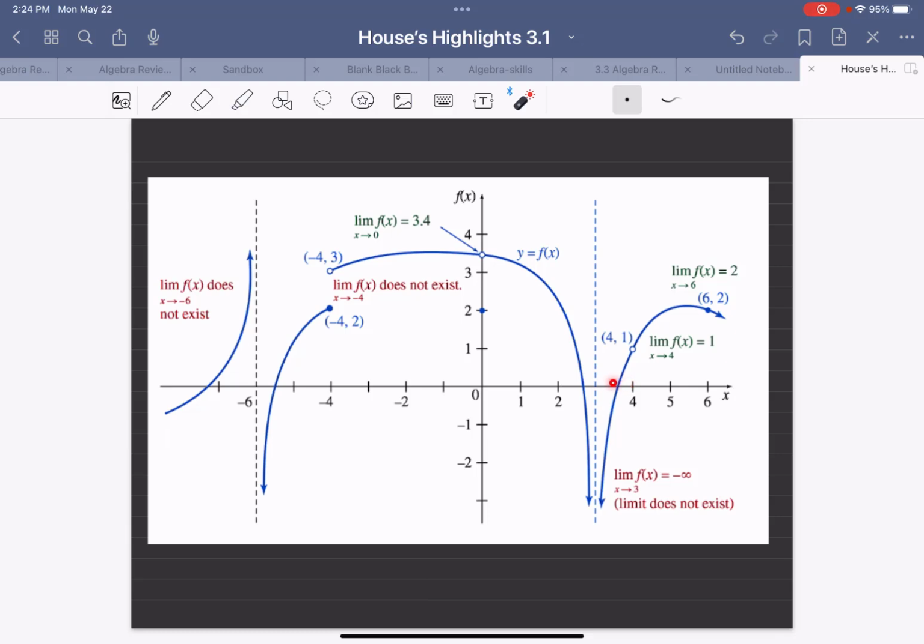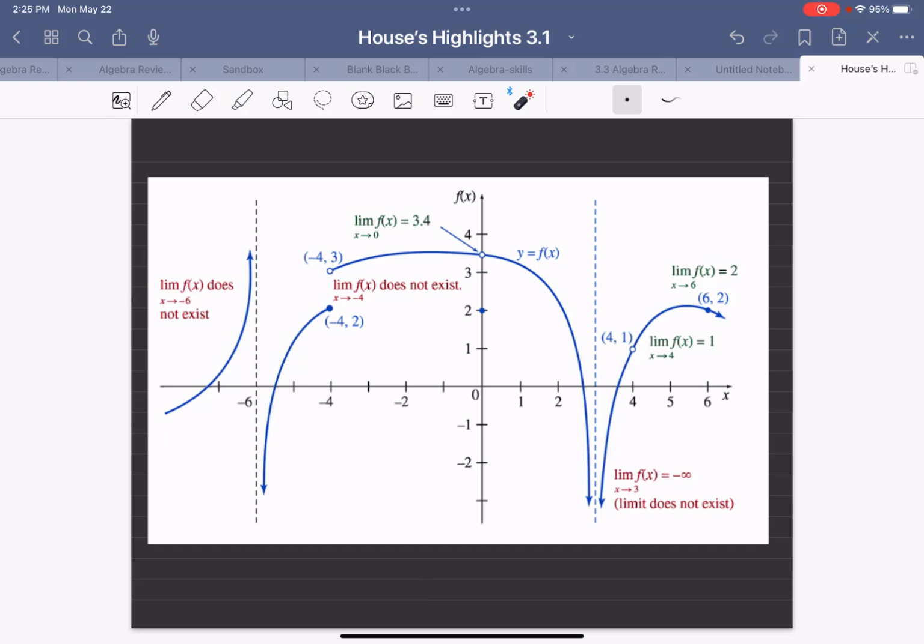As I'm going toward x equals 3, this graph is going to negative infinity, and that's from the right. So if I'm coming in toward 3 from the right, the graph's dropping to negative infinity. As I'm coming in toward 3 from the left, the graph is dropping toward negative infinity too. So we can write that the limit at x equals 3 is negative infinity, but the limit does not exist. Okay, so those are sort of the kinds of situations you will see about limits.